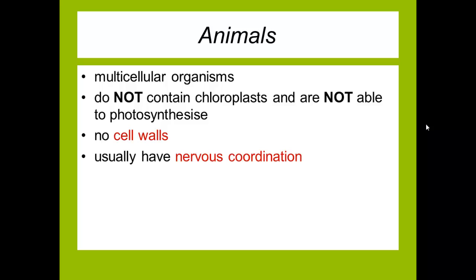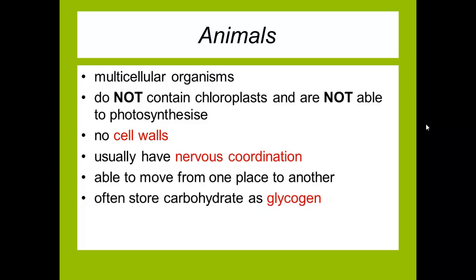Nervous coordination. It says here usually have nervous coordination. Every animal phylum other than sponges have nervous coordination. That means we have nerves firing from one part of our bodies to another. That's true for insects. It's true for mollusks. It's true for all sorts of animals. Able to move from one place to another at different stages of life. I'm not sure you'd say that coral moves very much, but in a larval stage it does move around. And we as animals, and other animals also, store carbohydrate not as starch, but as something which is very, very, very similar to starch, called glycogen.